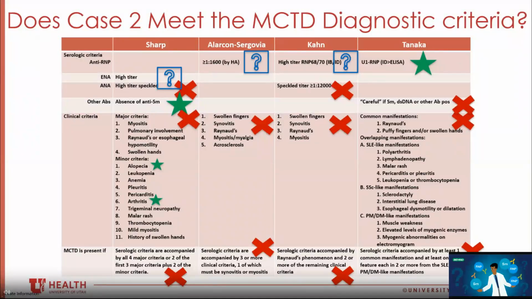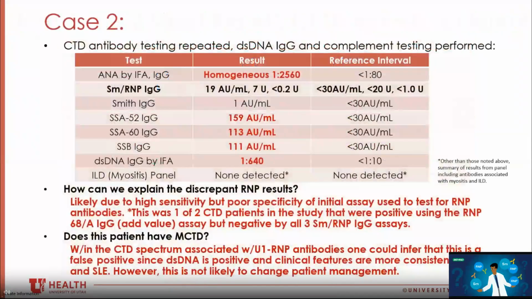Taken together, these results did not support a diagnosis of mixed connective tissue disease. The initial anti-RNP68A antibody result was considered false positive since anti-double-stranded DNA antibodies were positive and the patient's clinical features were more consistent with Sjogren's syndrome and lupus.